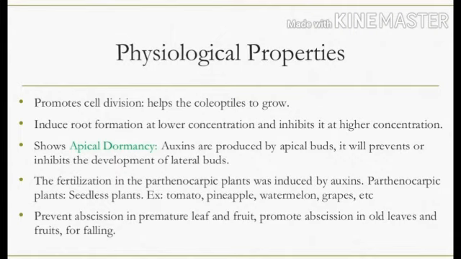Then these auxins prevent abscission in premature leaves and fruits, and promote abscission in old leaves and fruits for falling. So because of this auxin, the premature leaves and fruits are not falling down, and this auxin only helps the old leaves and fruits fall down. So these are all about the auxins.